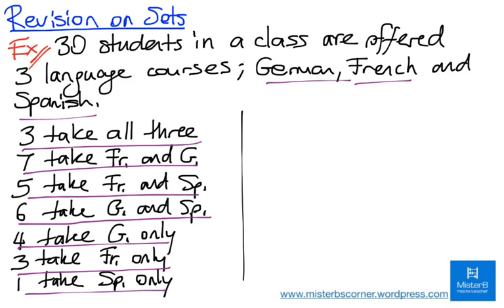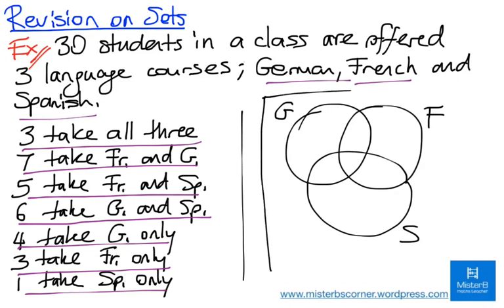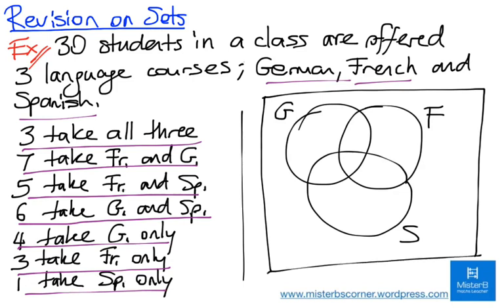Now, to show this on a Venn diagram, first of all, I should have 3 circles, each of which will be languages. So it's going to be G for German, F for French, and S for Spanish, to no one's surprise. Now, all these sets will be in the universal set, right? So the universal set is 30 students in this class.